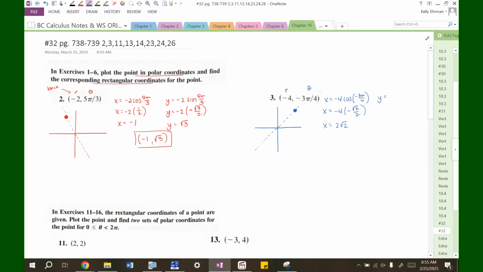And y should be the same thing, but I'll just show the calculation anyway. Negative 4 sine of negative 3 pi over 4. Sine and cosine are equivalent in quadrants 1 and 3 at the pi over 4 angles, so that's why I say it should be the same thing. Because sine is also negative radical 2 over 2. So we get positive 2 radical 2 for that. So this is saying there are 2 ways to get to this ordered pair. You can face negative 3 pi over 4 and walk backward 4 units to get there. Or you can go right 2 radical 2 and up 2 radical 2, and that would get you there as well.